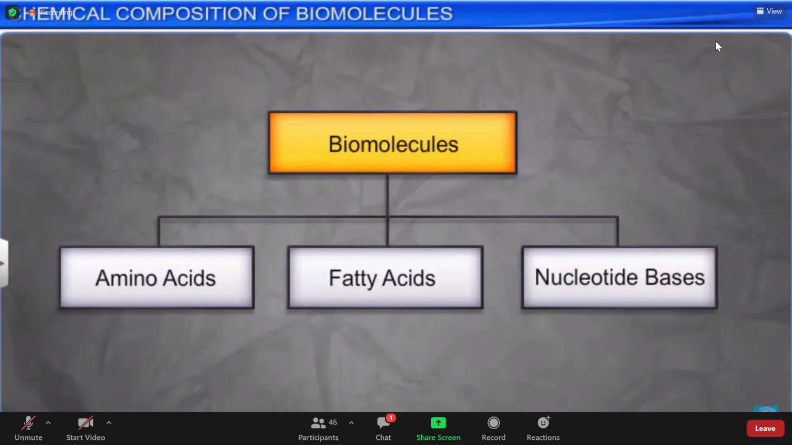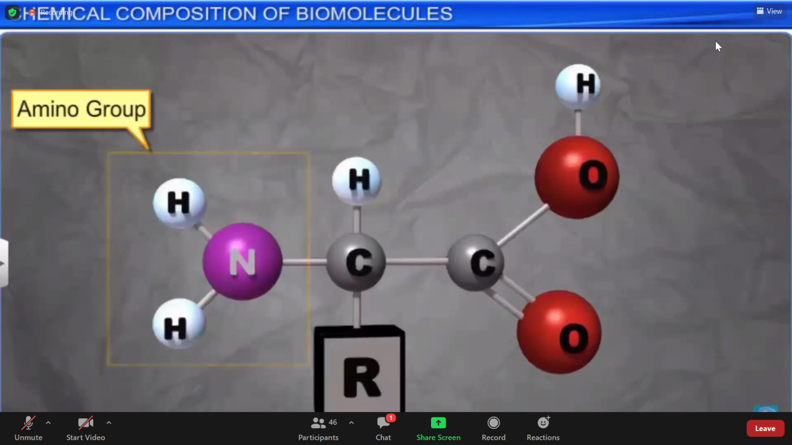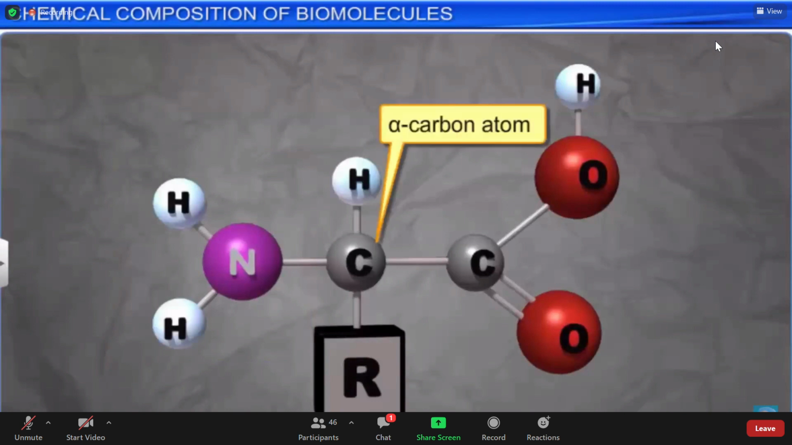Amino acids are the building blocks of all proteins. The amino group and carboxylic group are present on the same alpha carbon atom. Hence, they are also known as alpha amino acids, with the amino group and carboxylic acid group on both sides.